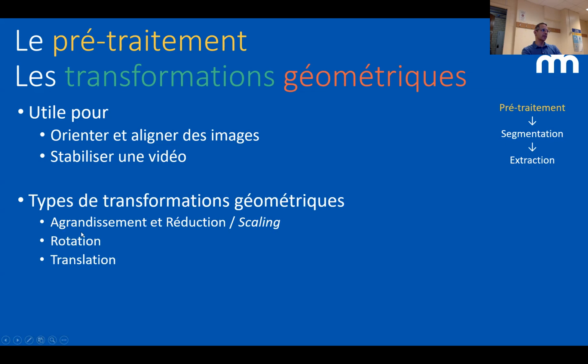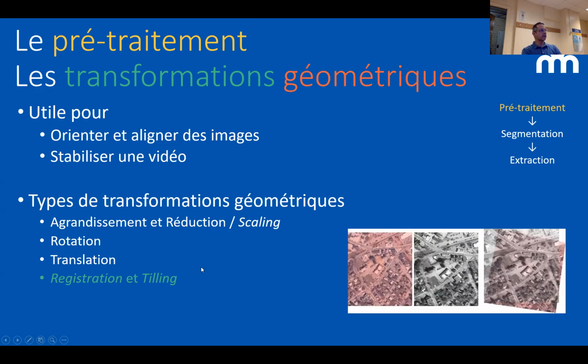You can increase or reduce an image. This is called scaling. You can rotate, translate. One important thing is about registration and tiling, and this is an example of this registration of tiling.